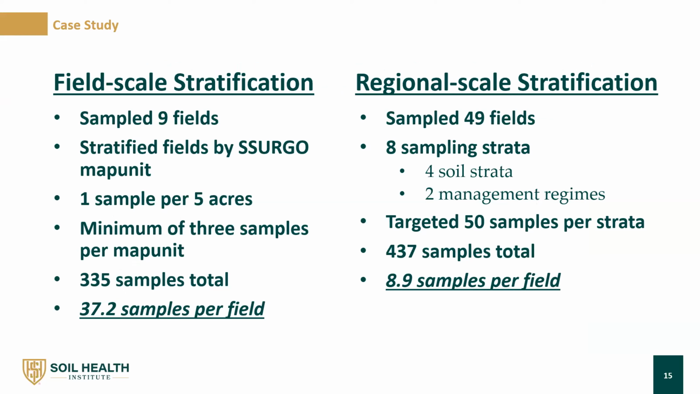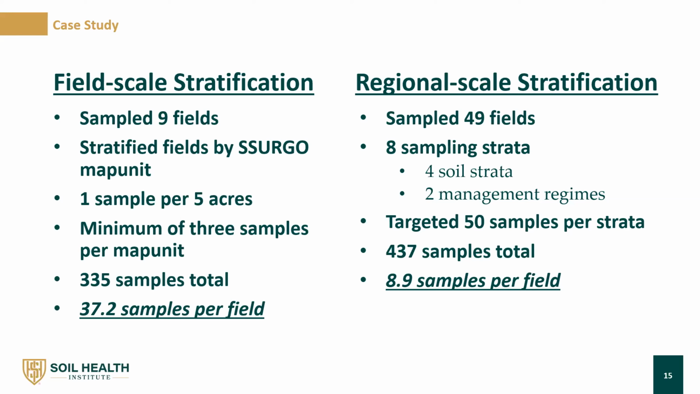And we did two stratification tests here. A field level stratification on 9 fields where we stratified those fields based on their Sergo map unit. And to constrain the exercise, we instituted a couple small rules. We wanted one sample for every 5 acres, minimum sample density. And then within each field, we wanted a minimum of 3 samples per map unit, which gave us 335 total samples with an average intensity of 37.2 samples per field.